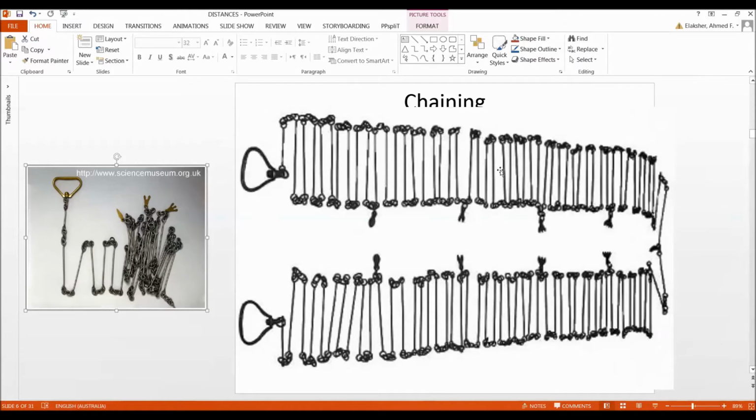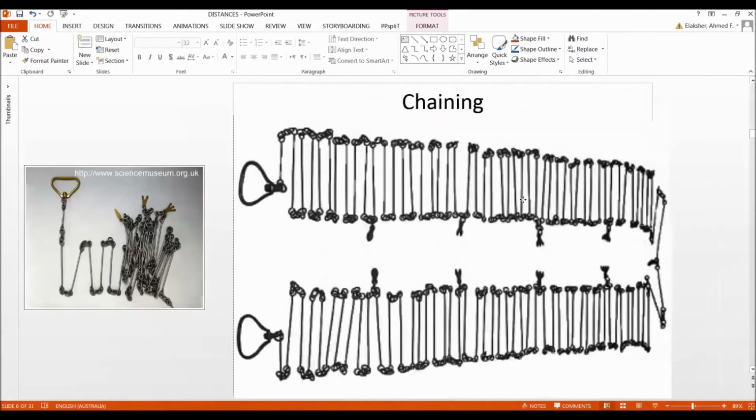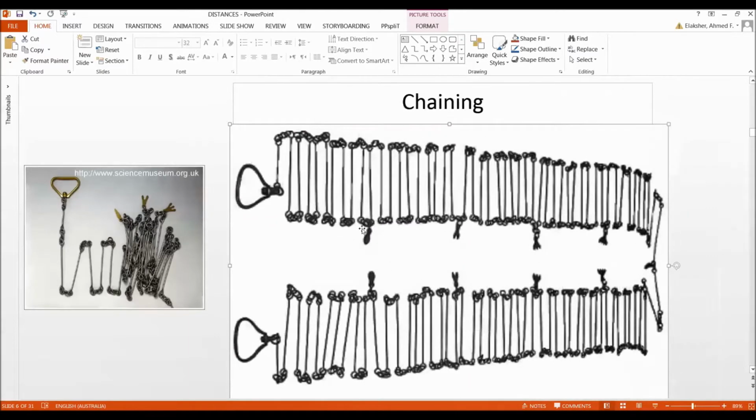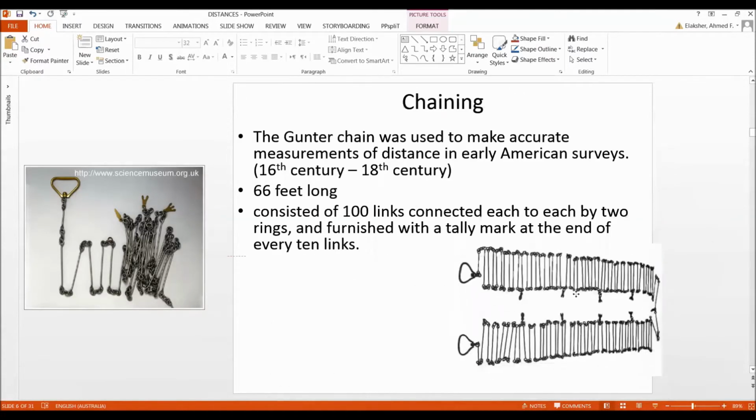So when you are measuring using the whole thing, it's 66 feet here. But the first 10 links will give you the first tenth of the chain. You divide the 66 by 10, so the first 10 links is 6.6 feet, and so on until you get the whole thing. The handle here is part of the measurement, because you see the first link here is a little short, to compensate for the length of the handle. That's how this was designed.